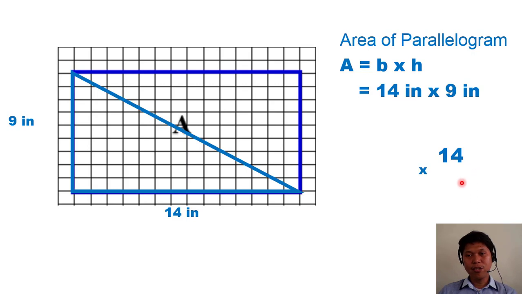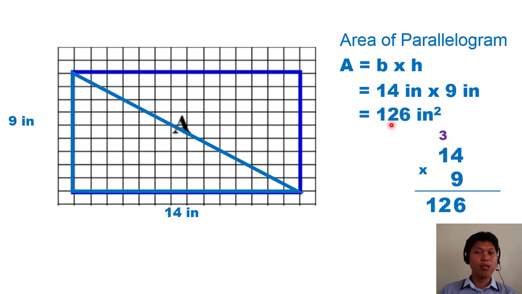14 times 9. So we are going to apply multiplication concepts. 9 times 4 is 36, write 6, and then write 3 at the top of this 1. Then 1 times 9 is 9, plus 3 is 12, and that is 126. Therefore, the area of this is 126 square inches. And if you are going to count without solving, to double check if it is really 126, we can simply count the total number of square units, which is 1 square inch.